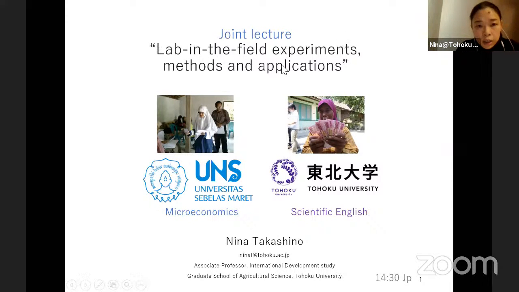So this is a joint lecture about lab and field experiments, methods and applications. This is part of microeconomics at Universitas Gadjah Mada on the Indonesian side. And on our side, Tohoku University, this is a class, part of scientific English. So it's in English. This is good training for our students.